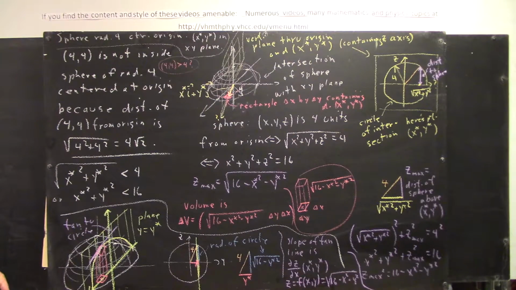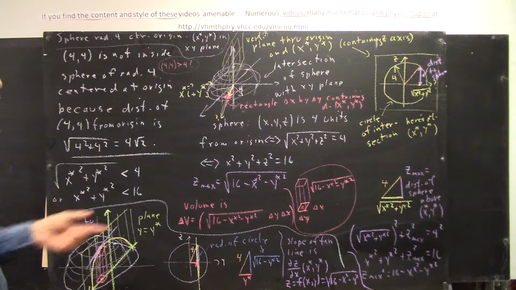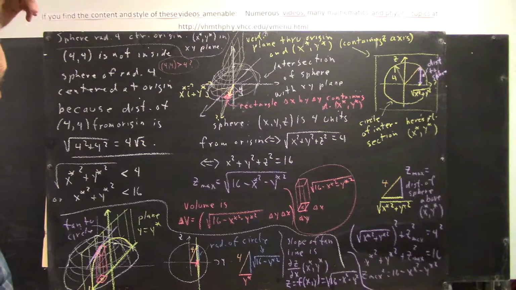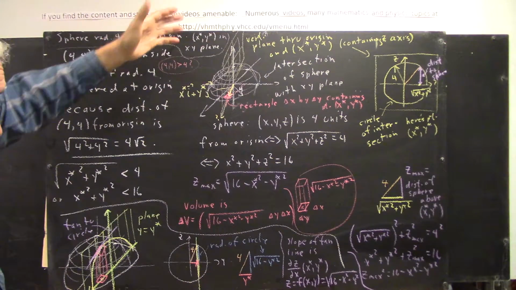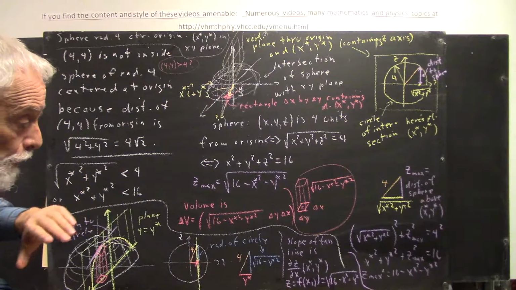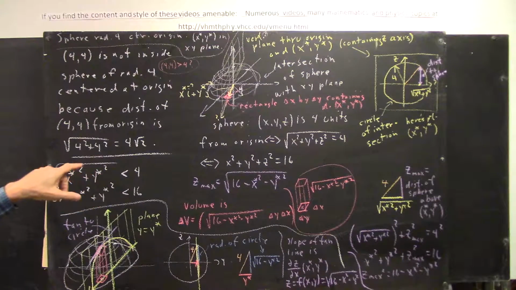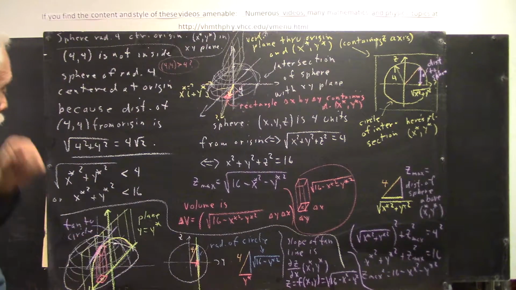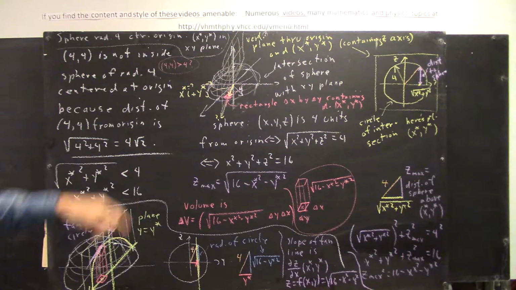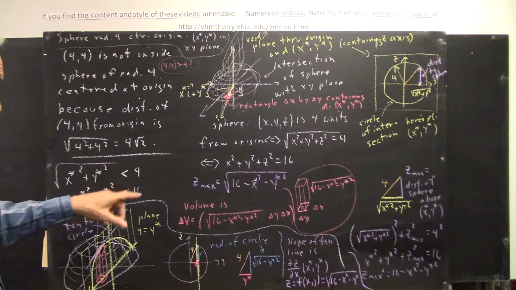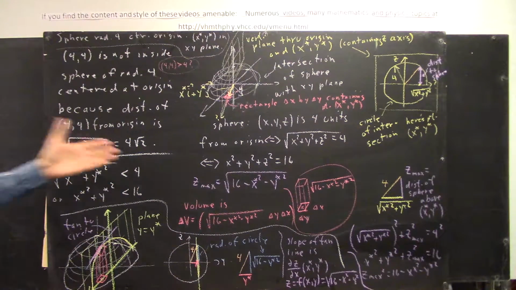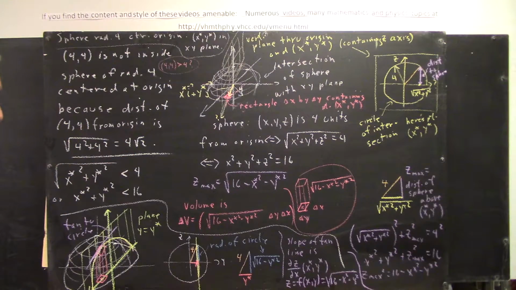Okay, so the criterion for (x star, y star) to be inside the sphere, where x star and y star are the x and y coordinates of a point in the plane, is simply that the square root of x star squared plus y star squared be less than 4. Then it's inside the sphere. If it was equal to 4, it'd be on the sphere. And another way to say the same thing is just x star squared plus y star squared is less than 16. Obvious relation to what we have here.